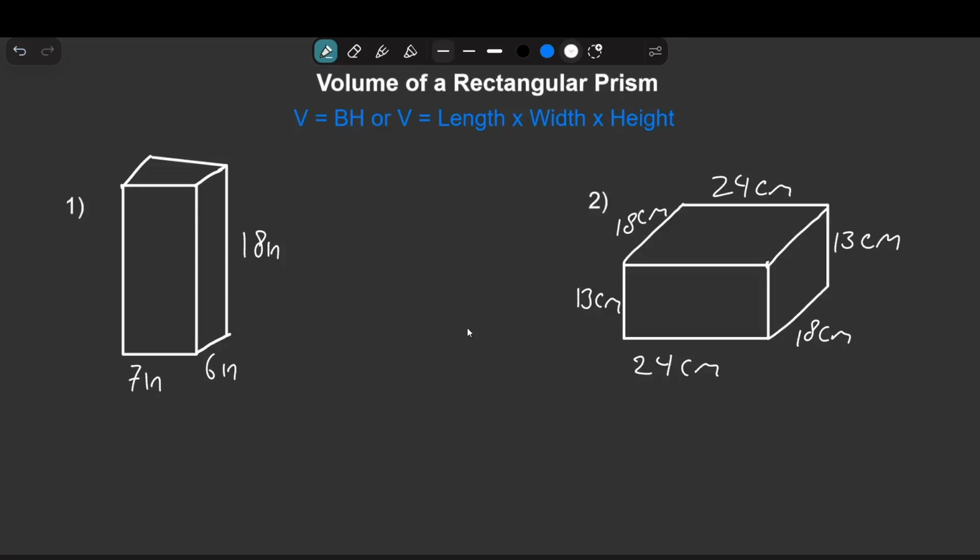Hello guys, welcome back to a new video, and in this video I'm going to cover how to find the volume of a rectangular prism. Remember, volume is the amount of space an object takes up.